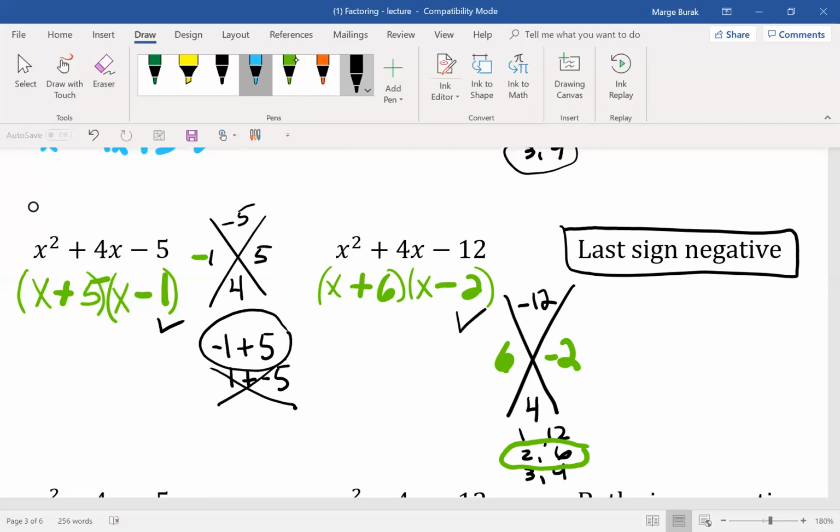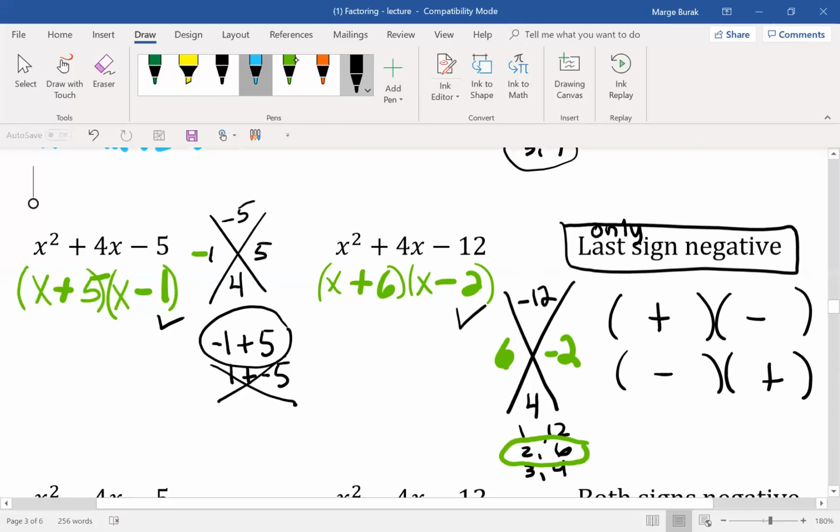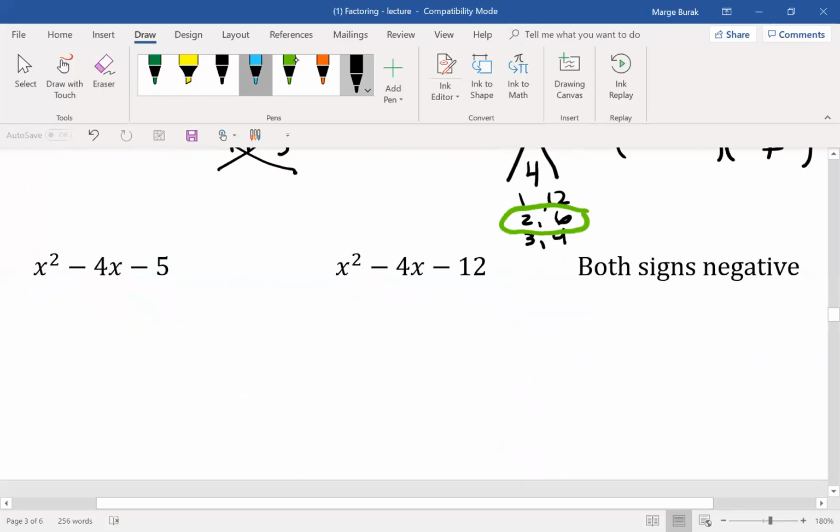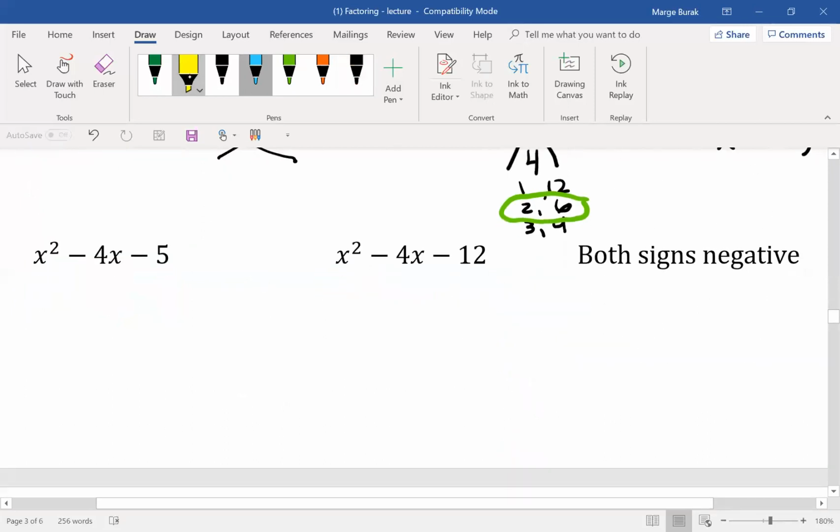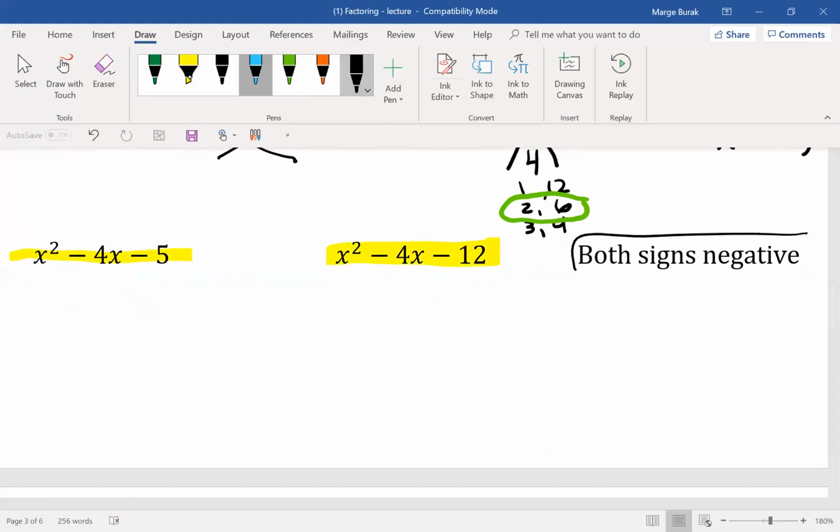Okay, so if only the last sign is negative, then you are going to have either a plus and a minus, or a minus and a plus. And you've got to figure out which one is positive and which one is negative so that you get your middle term when you multiply them. Okay? All right, we have one more case, and that is both signs are negative. Both signs are negative. Okay.